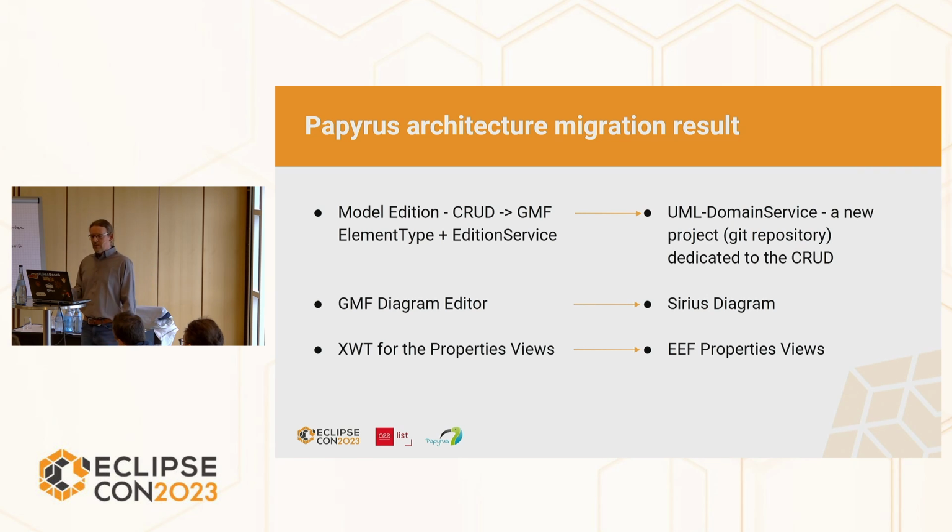So to replace the GMF element type and edition service, we created a new project dedicated to the manipulation of UML elements. We call it UML domain service and initialized it as a new Git repository inside the Papyrus project on Eclipse. GMF diagram editors are now replaced by Sirius diagram editors, and XWT property views are now replaced by EMF property views.